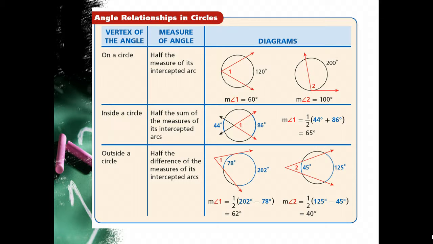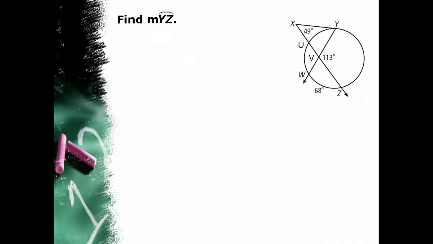This is an overview of all three of those theorems, and you can just remember them this way. On the circle, half the intercepted arc. In the circle, half the sum of the two arcs. Outside the circle, the difference of the two arcs, divided by 2, of course. They all have the 1/2. This one's a little bit trickier.